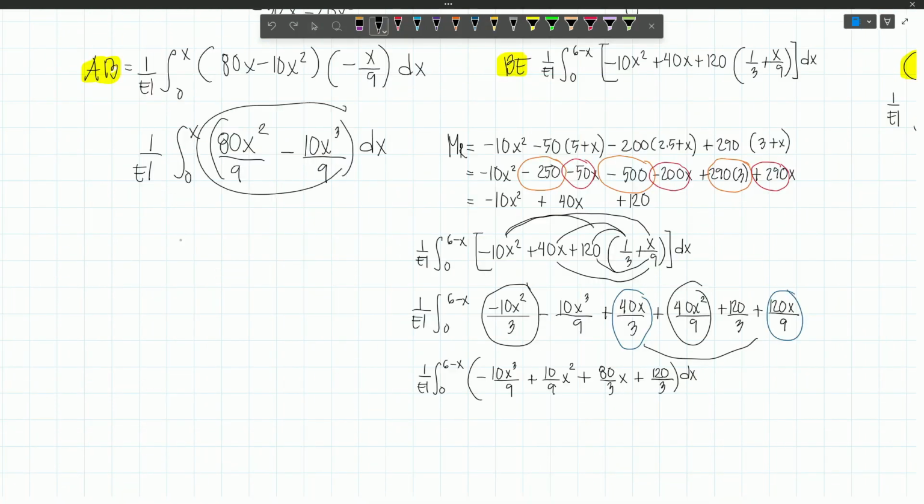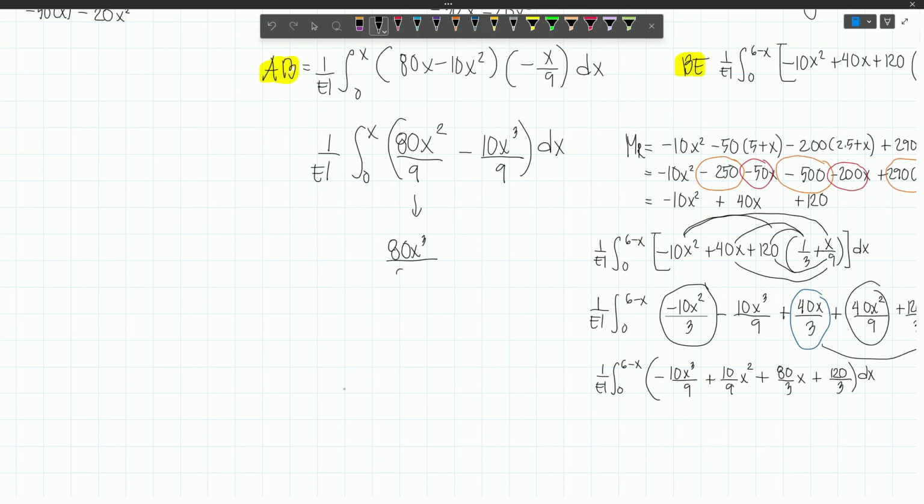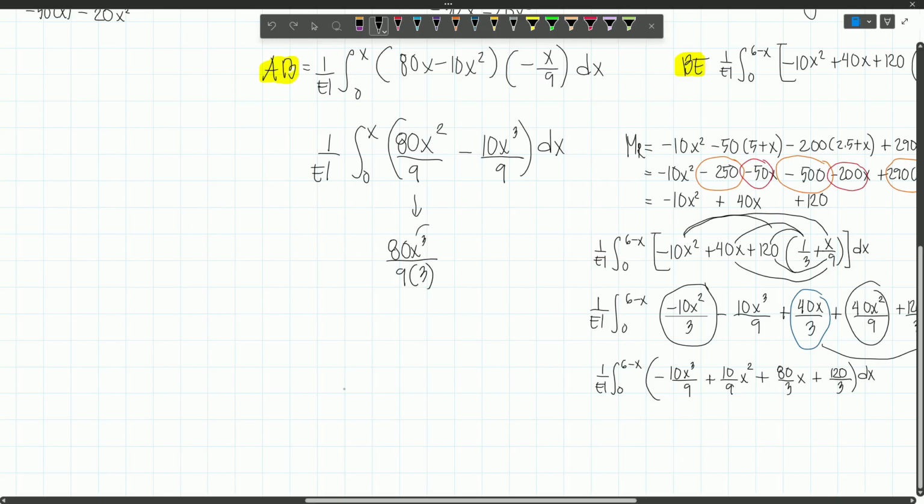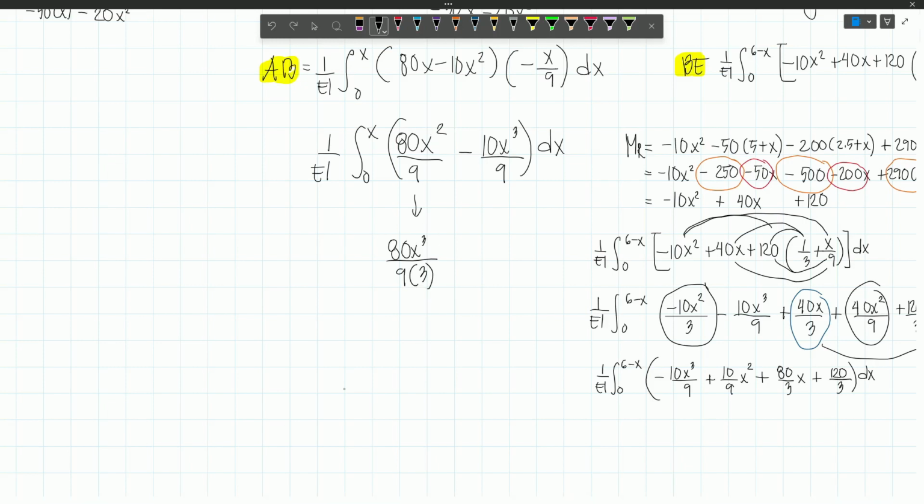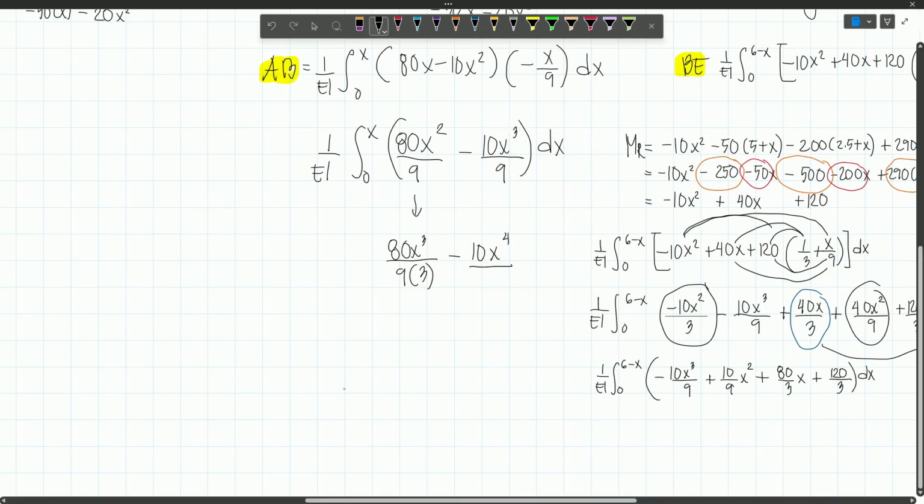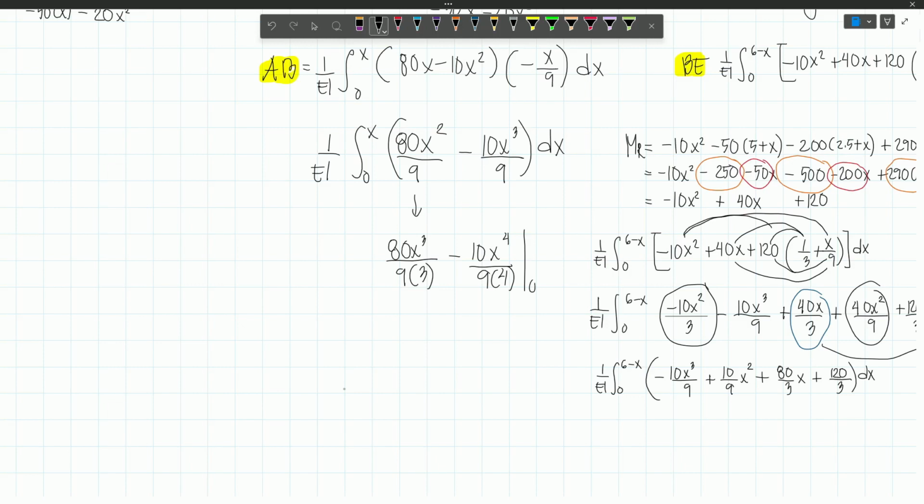Now integrating this one, we have 80x cubed divided by 9 and then times 3. Again, plus 1 here, so it became 3. And then, we will multiply this to the denominator. And then, this will be minus 10x. And then, plus 1 here, it becomes 4. And then, we will multiply this one to the denominator. So, this will be 9 times 4. And then, we will apply the limits of 0 to x. So, that will be 80x cubed over 27 minus 10x to the 4th over 36, and then minus 80 times 0 cubed over 27 minus 10 times 0 to the 4th over 36.